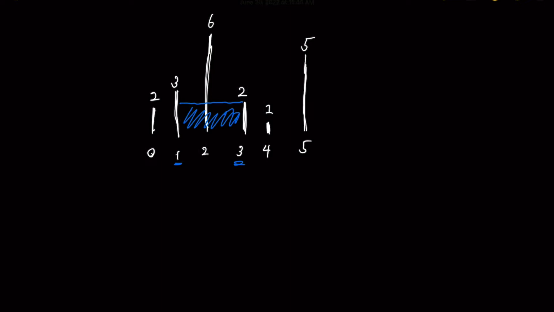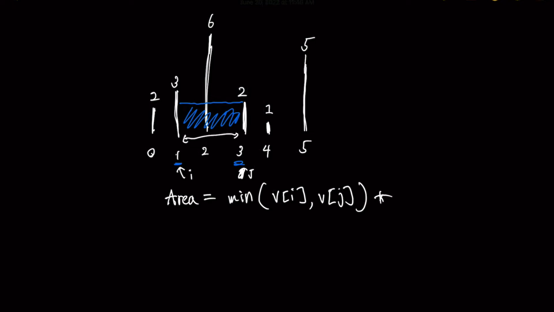And what is the equation of a container, right? So area, I'm gonna call it area, equals the minimum of either, let's call them I and J, so V of I or V of J, times the distance right here. This is the equation to get area. So the question is, can we find the maximum area using any container?